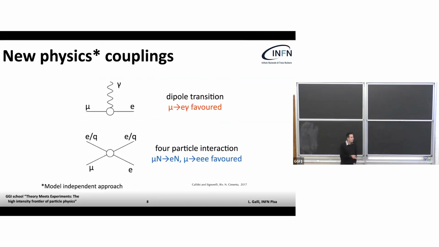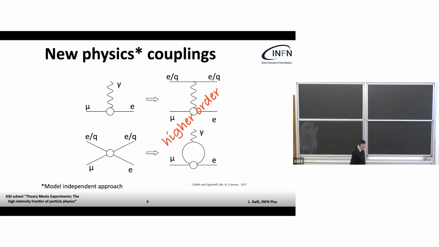And the couplings that we can have are essentially of two types. This is very simplified, in a kind of effective field theory: a dipole transition in which mu to e gamma is favored, or a four-particle interaction in which mu to e conversion, or the decay of mu to 3 electrons, is favored. In this model-independent approach, it's already clear that it's important to measure all the possible transitions, because the presence of one and not the other can enlighten the possible, if any, nature of the new physics beyond the standard model. But it's also true that at higher order, both couplings are considered for all the decays. So the combined measurement of all the results then gives a lot of information about the physics.